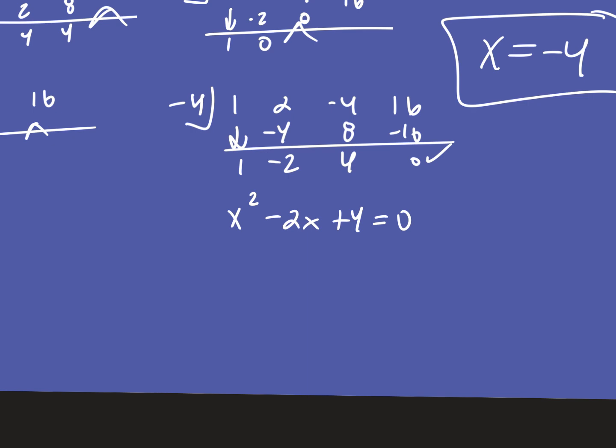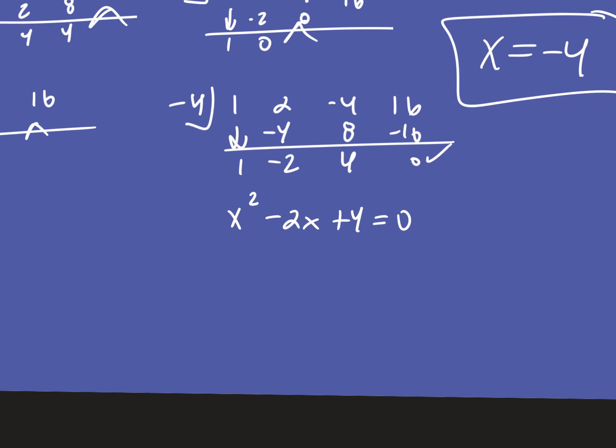No, it's not a perfect square trinomial. Because 2, how would you get a 2 in the middle? It'd be a 4 in the middle. A perfect square trinomial would either give you a positive 4 or negative 4 in the middle with 2 and 2. So we have to use the quadratic formula.